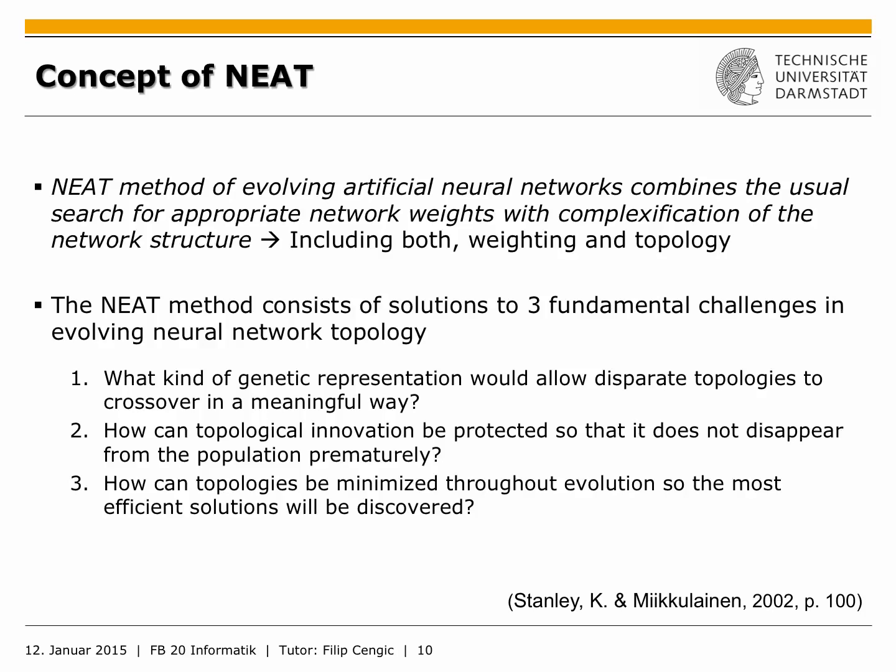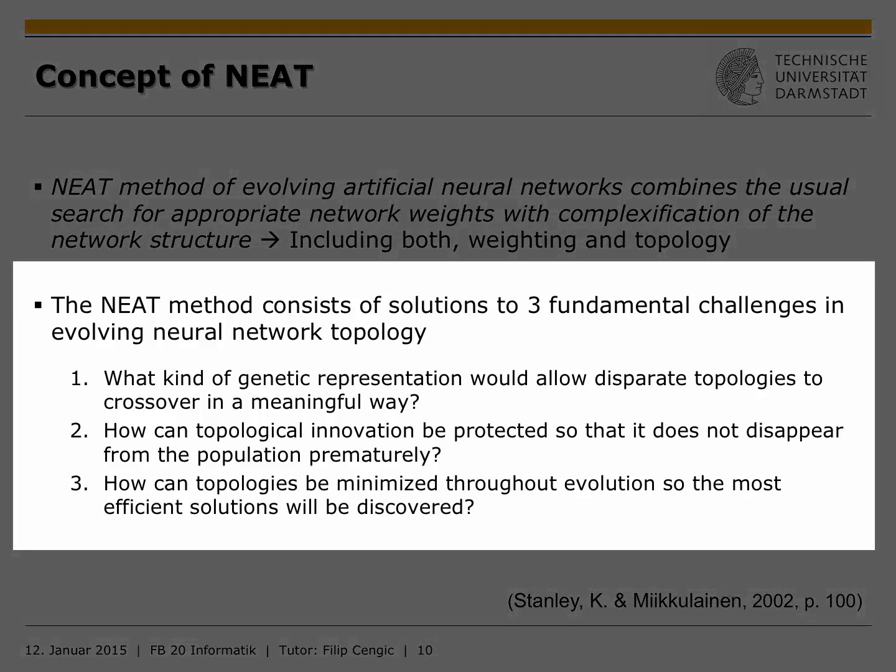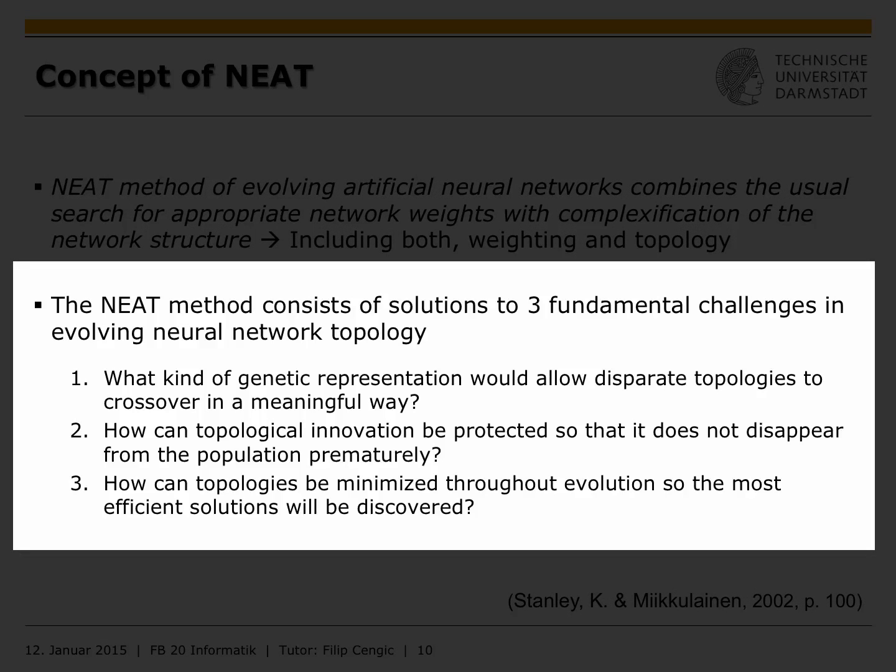Further, evolving structure incrementally presents several technical challenges. Those challenges are listed here. We need to ask ourselves if there is a genetic representation that allows disparate topologies to cross over in a meaningful way. Secondly, we ask, how can topological innovation that needs a few generations to optimize be protected so that it does not disappear from the population prematurely? And thirdly, how can topologies be minimized throughout evolution so the most efficient solutions will be discovered?